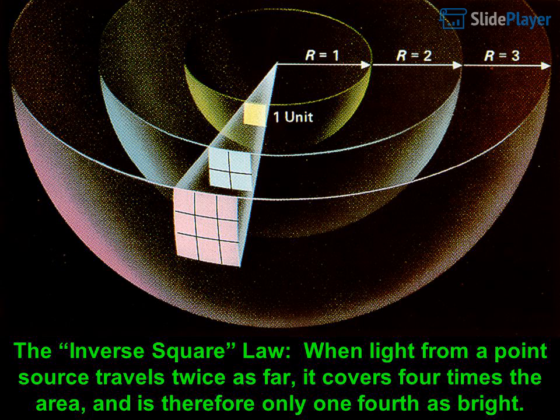The inverse square law: when light from a point source travels twice as far, it covers 4 times the area, and is therefore only 1/4 as bright.